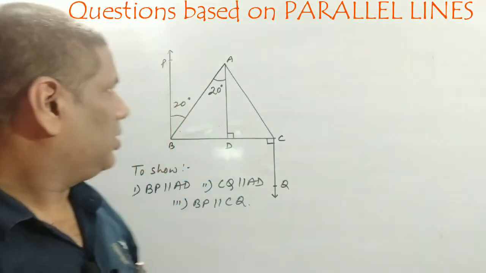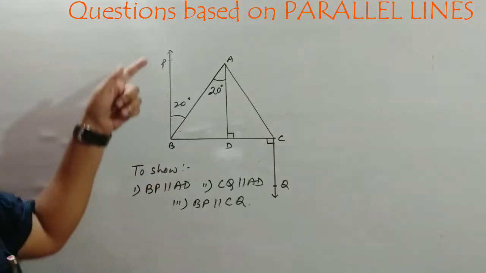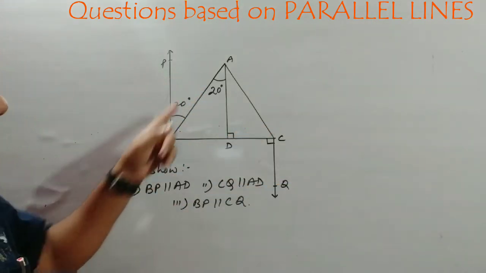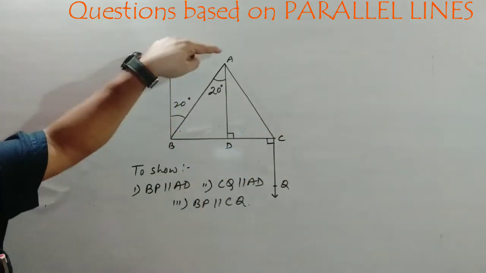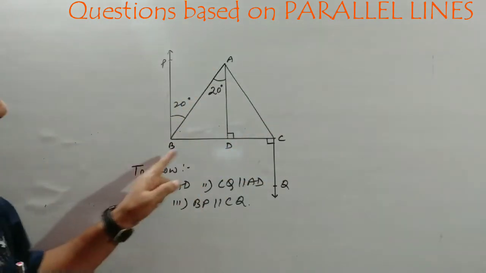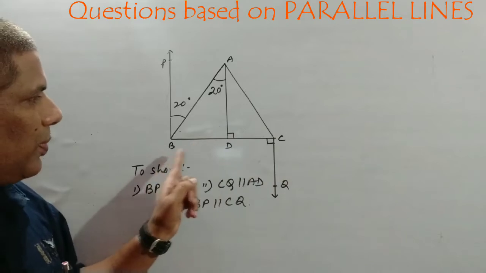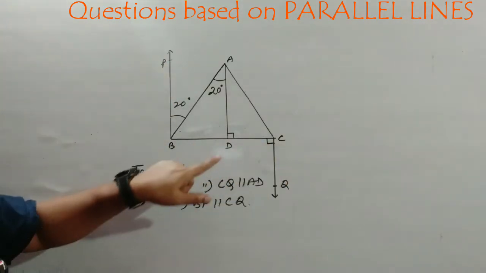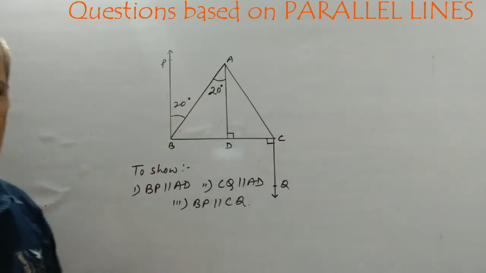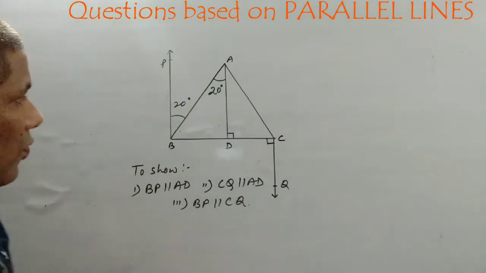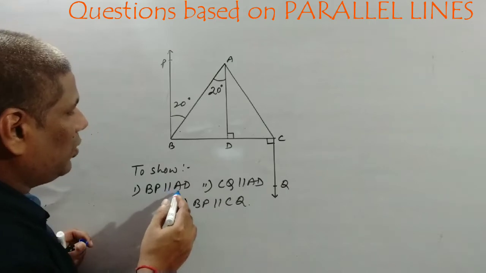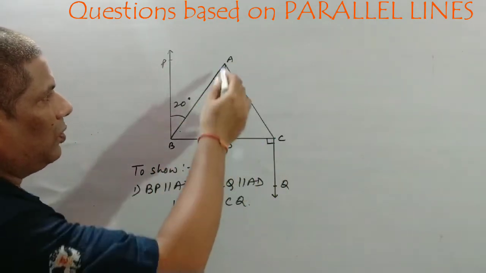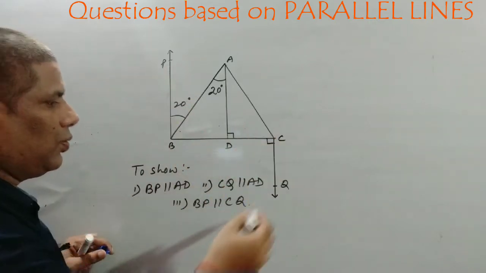Now let us see another question. In this question, PB, AD and CQ are lines and BAC forms a triangle such that AD is perpendicular to BC and QC is also perpendicular to BC. Angle PBA equals 20 degrees and DAB is 20 degrees. Now what do we have to show here? We have to show here BP parallel to AD, and CQ parallel to AD, then BP parallel to CQ.